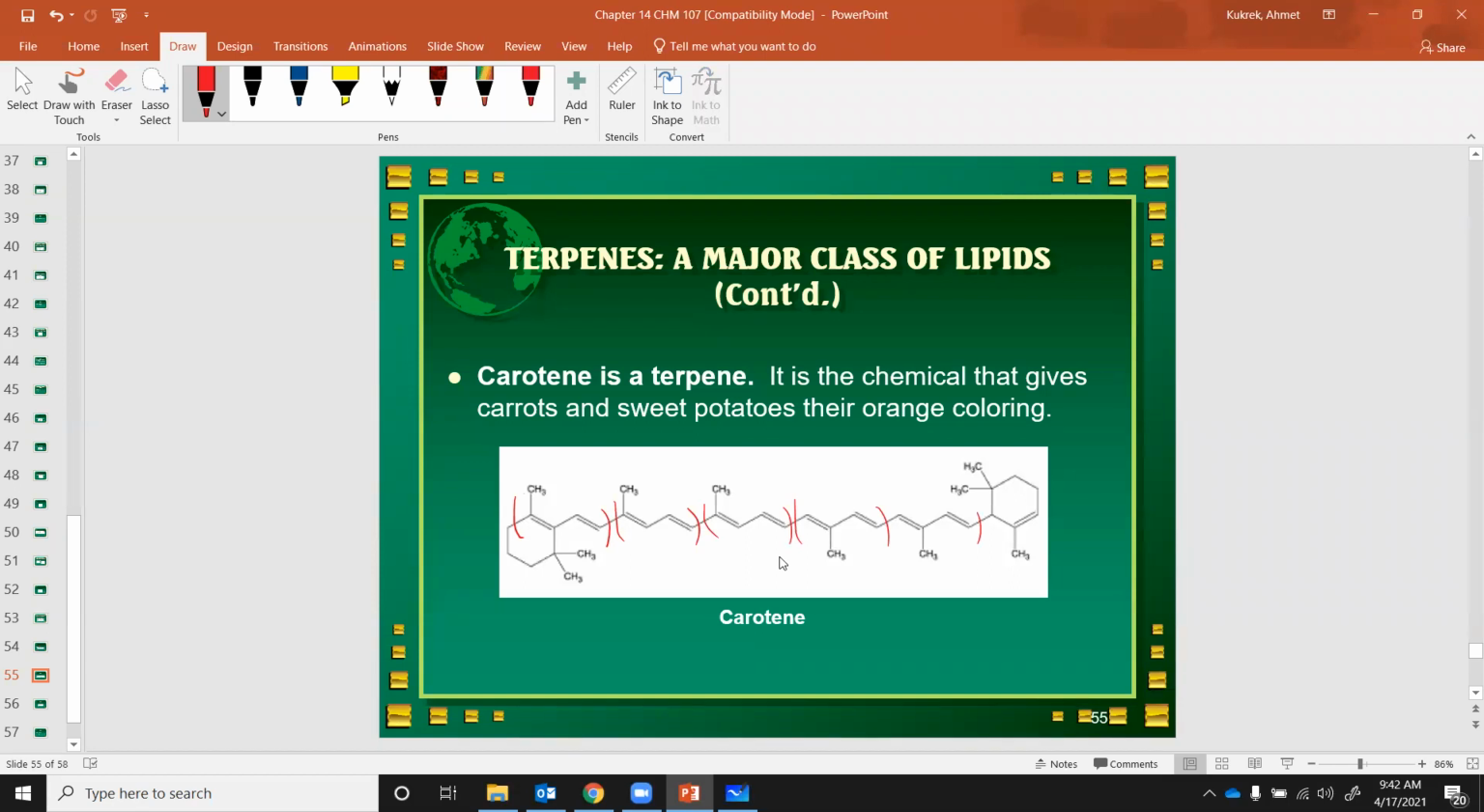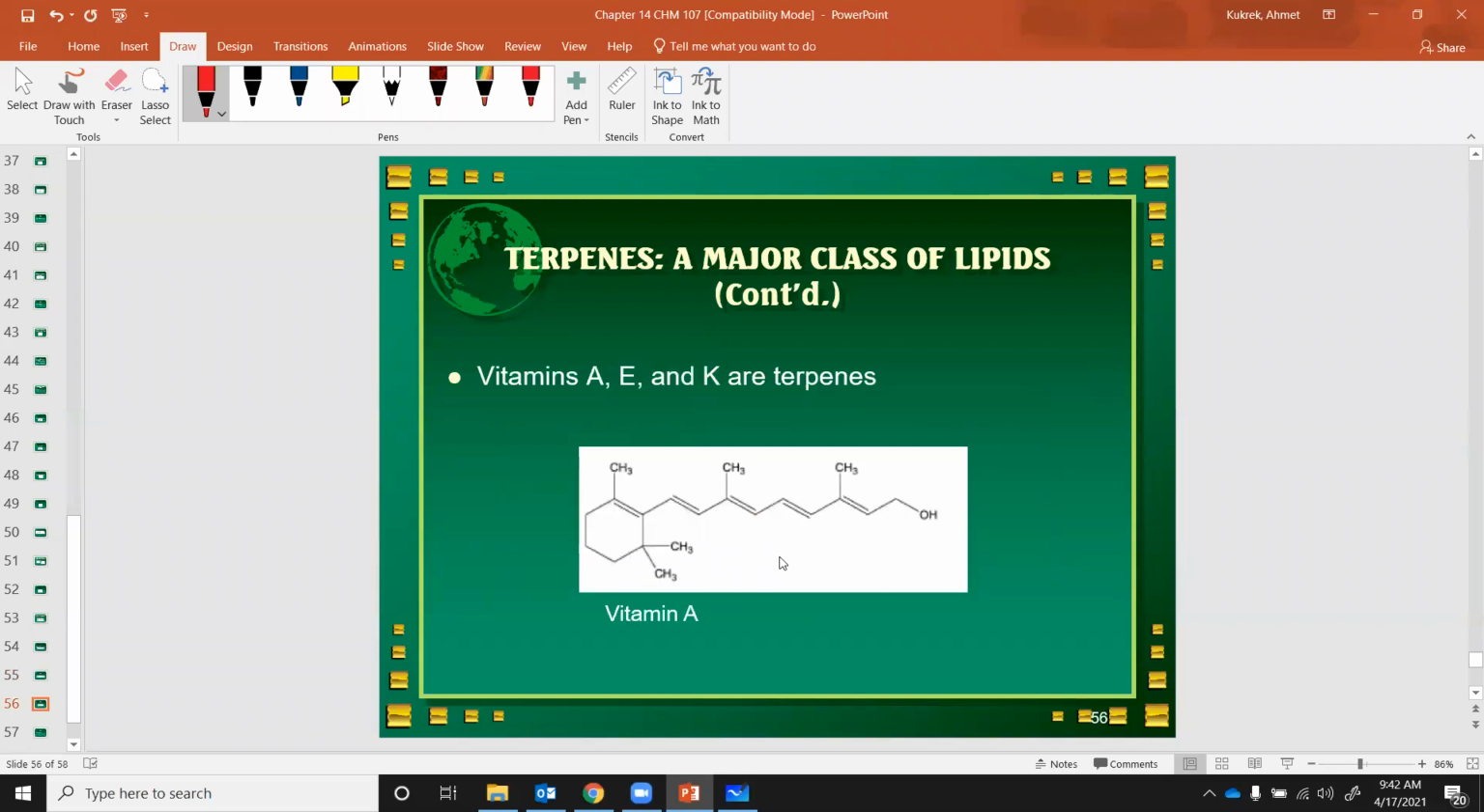And you're going to learn this in organic chemistry if you take it, but you have a conjugation. We call this a conjugated molecule, and that's why it's going to have a distinct color. Usually carotene has a reddish orange color, and because it is highly conjugated, it can absorb in the visible light radiations. And vitamins A, E, and K are all terpenes.